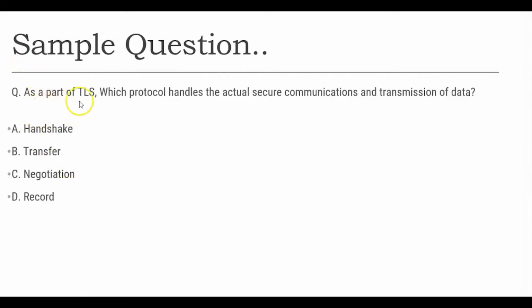The first question is: as part of TLS, which protocol handles the actual secure communication and transmission of the data? Is it handshake, transfer, negotiation, or record? As we have seen, the communication of the data is part of record. So that is the correct answer. Record is the one. This type of question also comes. This I have taken from the sample question paper.